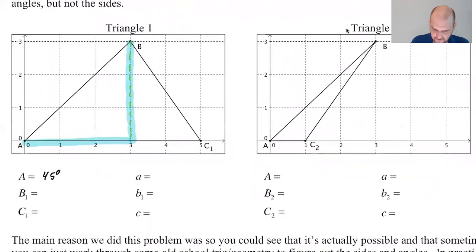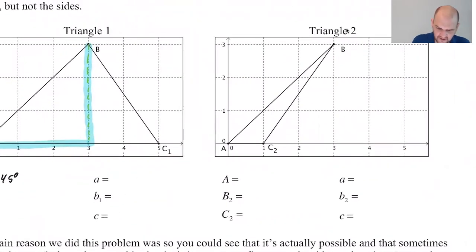And over here, if I drop the altitude, even though it's not an altitude that falls inside the triangle, that doesn't matter. It's perpendicular to the opposite side or the line containing the opposite side. So it's the height. You can see that this is also going to be 3 and 3. I might need to erase some of this stuff that I'm drawing at some point. So angle A in this triangle is also 45.